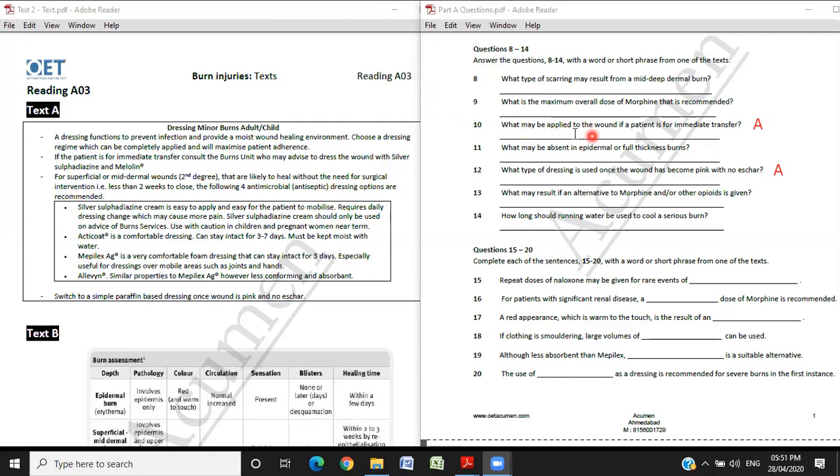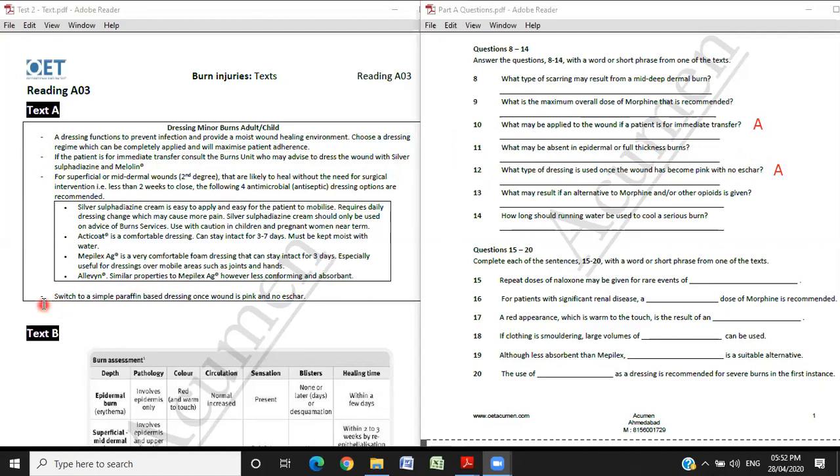So what may be applied and immediate transfer was our keyword. Here we can see the words immediate transfer. It says apply silver sulfadiazine and melanin. So this is my answer for question number 10: silver sulfadiazine and melanin.